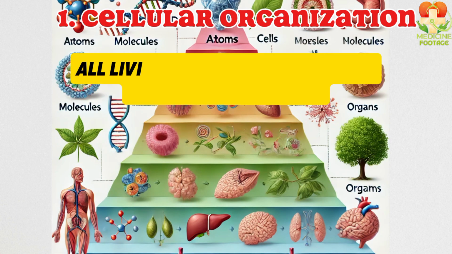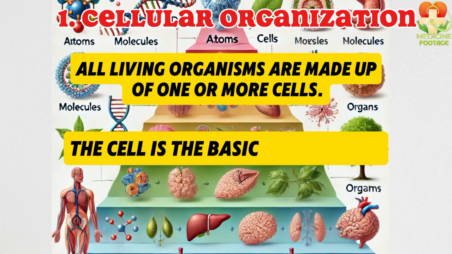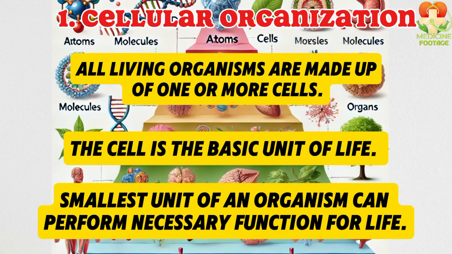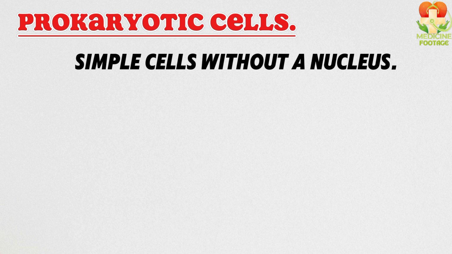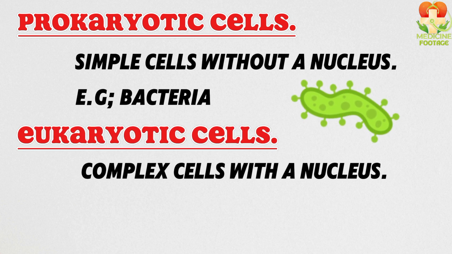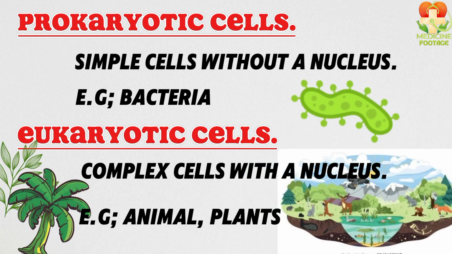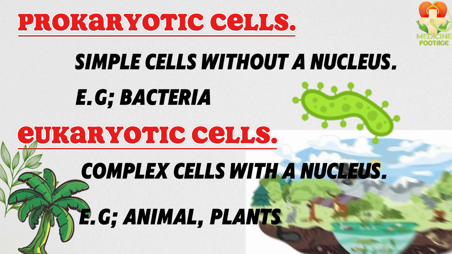1. Cellular organization. All living organisms are made up of one or more cells. The cell is the basic unit of life. Think of it as the smallest unit that can perform all functions necessary for life. Prokaryotic cells, simple cells without a nucleus, like bacteria. Eukaryotic cells, complex cells with a nucleus, found in plants, animals. If something lacks cells, it isn't alive.